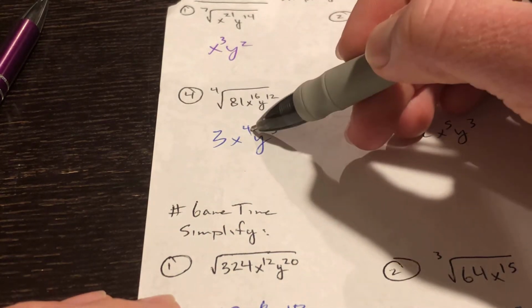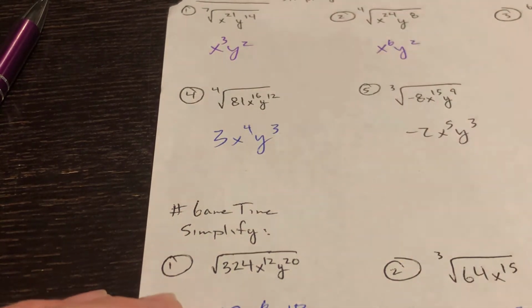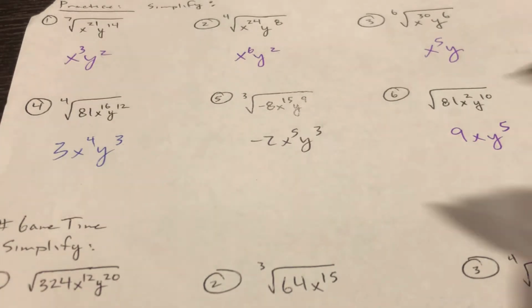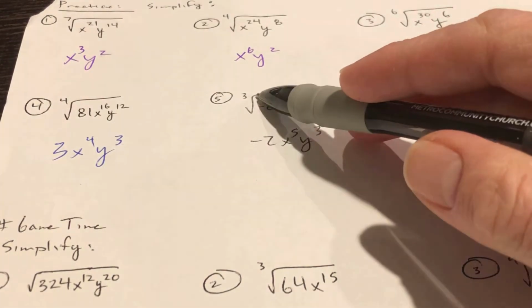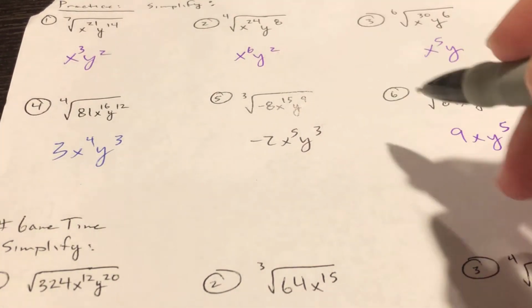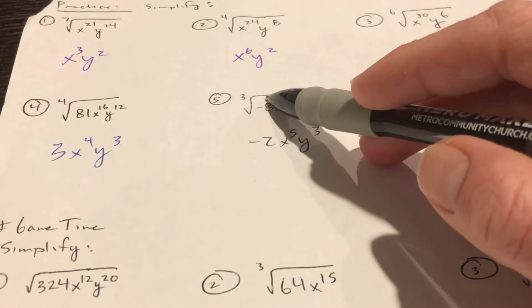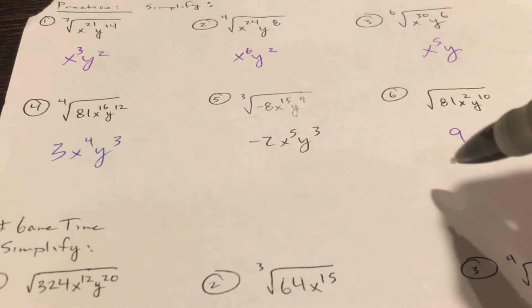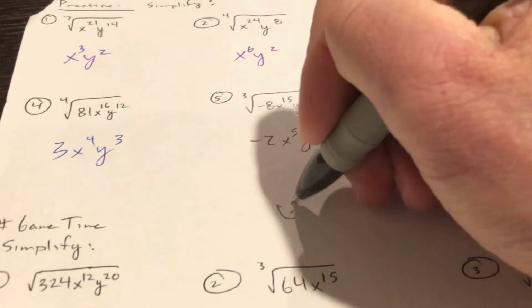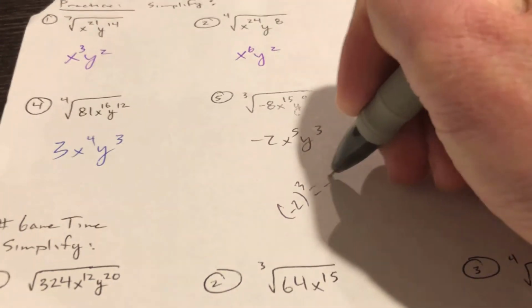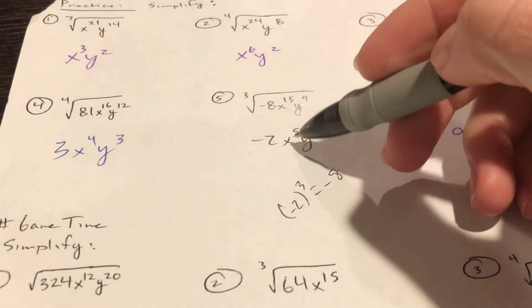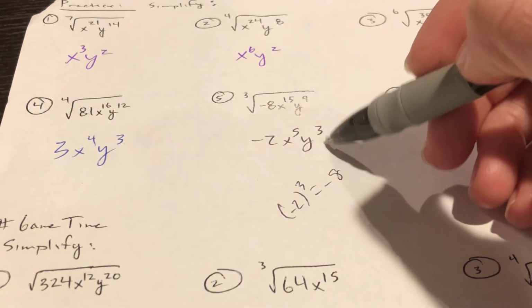4 goes into 16 4 times. 4 goes into 12 3 times. What number times itself 3 times gives you negative 8? You can't have the square root of negative 8, or the fourth root, or any even root of a negative number, but you can have an odd root of a negative, because negative 2 times negative 2 times negative 2 is negative 8. 3 goes into 15 5 times. 3 goes into 9 3 times.